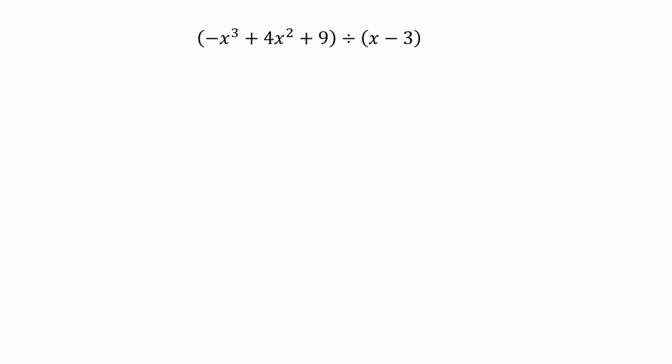All right, let's try another one. The first thing I'm going to do is set x minus 3 equal to 0 and solve it, so I know x equals 3. The next thing I'm going to do is say, well, I have an x to the third, so I must have 4 terms. 1, 2, 3. Uh-oh, I'm missing a term. I have an x to the third and x squared, but I don't have just an x. So I'm actually going to have to put in plus 0x here, because I have to put a 0 in for that term.